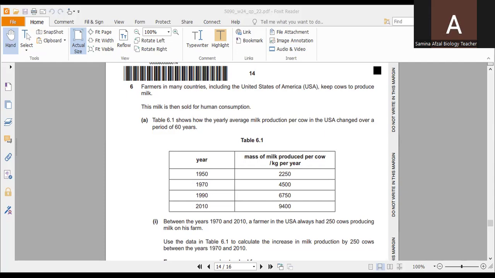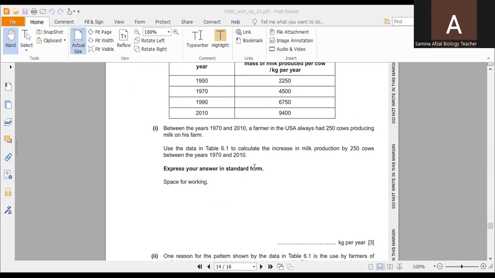In 1970 it increased to 4500, 1990 6750, and in 2010 the milk production per cow increased to 9400. Between the years 1970 and 2010, a farmer in the USA always had 250 cows producing milk on this farm. Use the data in table 6.1 to calculate the increase in milk production by 250 cows between the year 1970 and 2010. Express your answer in standard form, space for working.